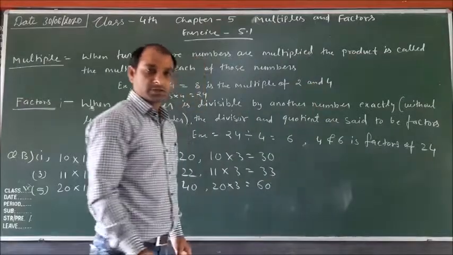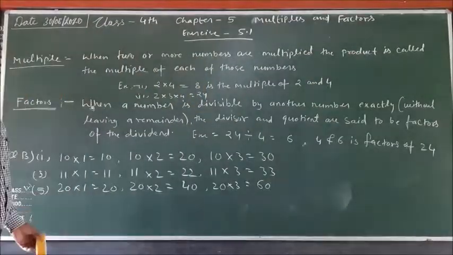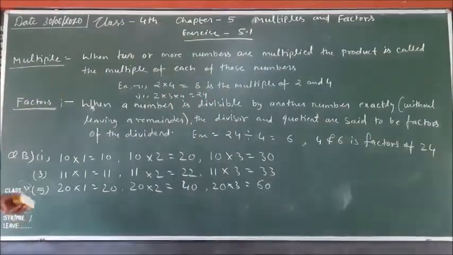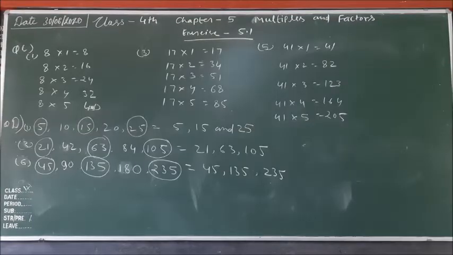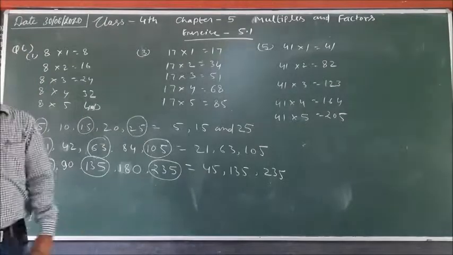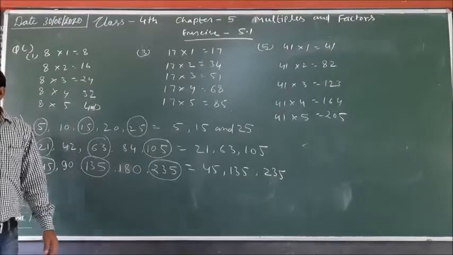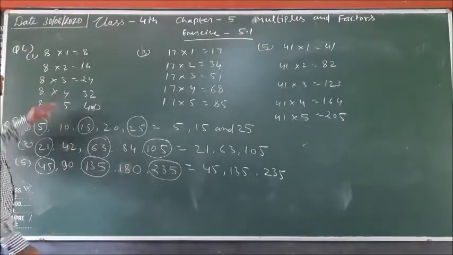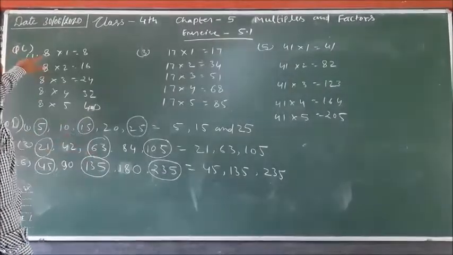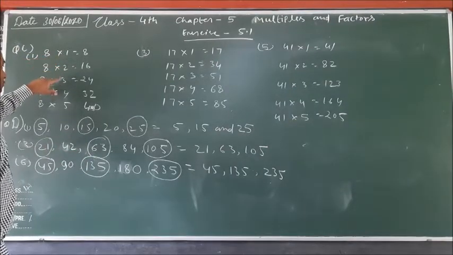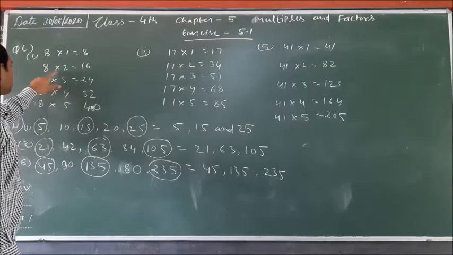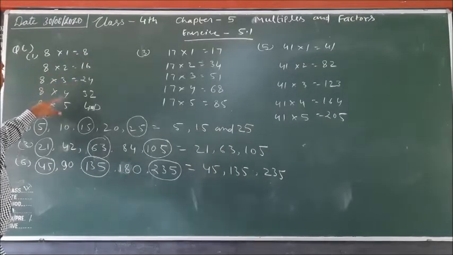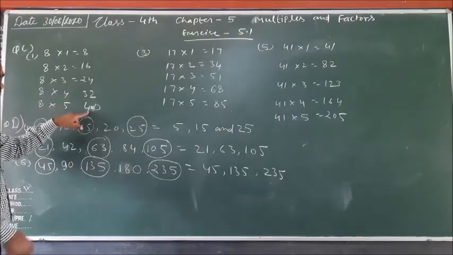Now the next question, question number C. Write the first 5 multiples of these numbers. First 5 multiples, so we multiply by 1, 2, 3, 4 and 5. 8 multiplied by 1 equals 8, 8 times 2 is 16, 8 times 3 is 24, 8 times 4 is 32 and 8 times 5 is 40.